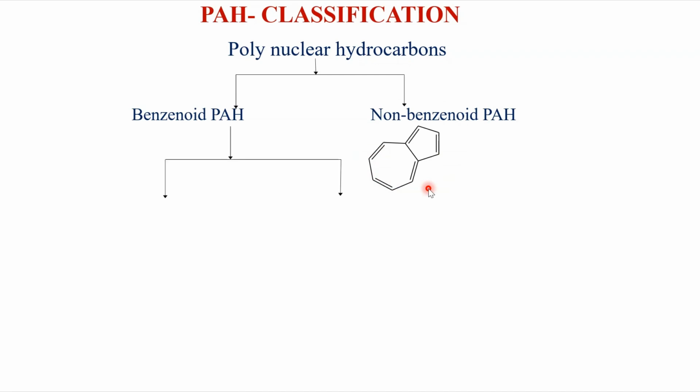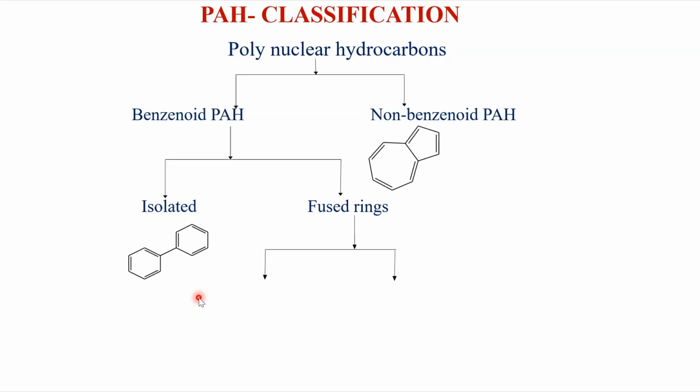The benzenoid polynuclear aromatic hydrocarbons can be classified into isolated and fused types. The isolated systems have benzene rings joined at only one point. One of the hydrogens in the phenyl is substituted with a phenyl group. Biphenyl is the archetypal example of an isolated benzene ring system.